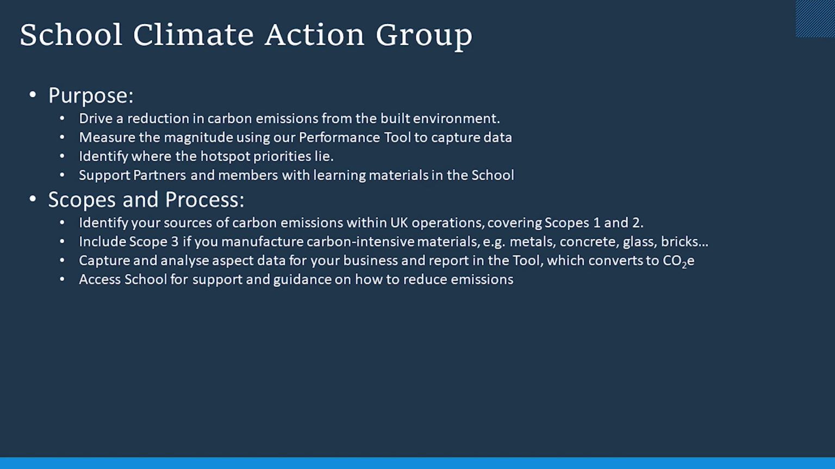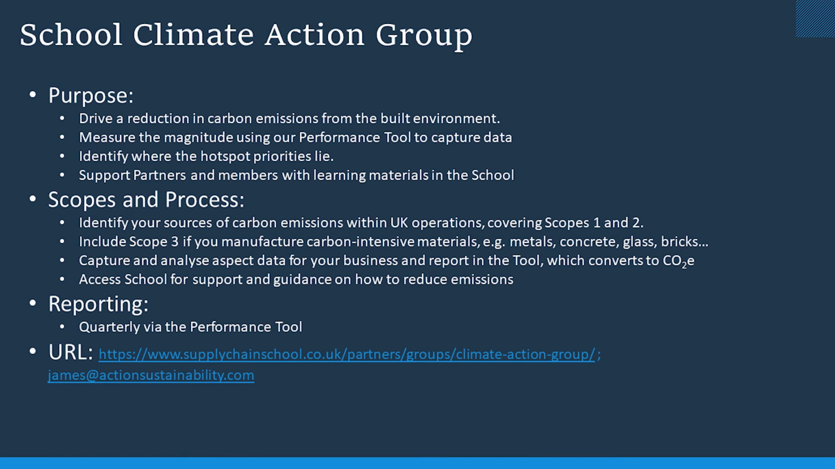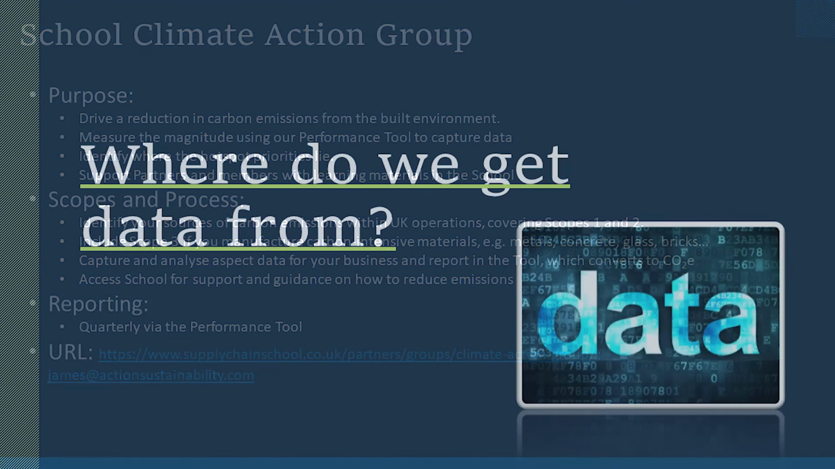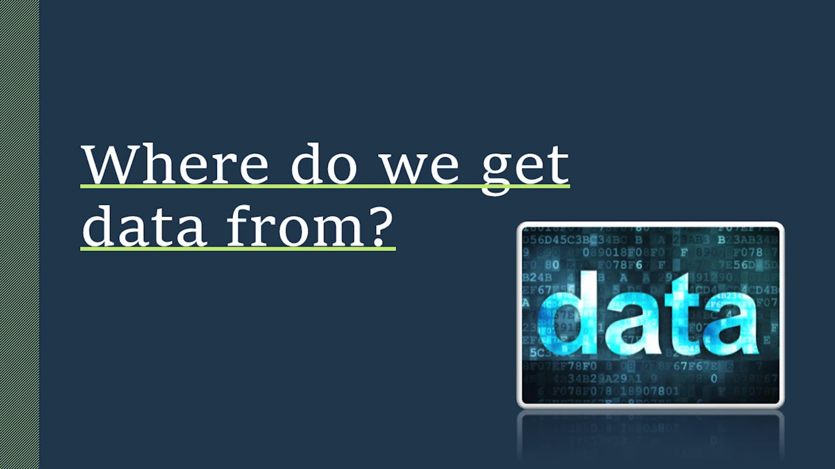And backing all that up is the resource bank in the supply chain school, all the good learning that is available through the school. We're asking organizations to report quarterly. You can report more quickly than that, more frequently, on a monthly basis should you wish, but quarterly seems to be the best approach for that. And there's the link if you want to get involved. It's on the school's webpage. If you click on the partners tab at the top, you'll get a drop down that will lead you to the climate action group.